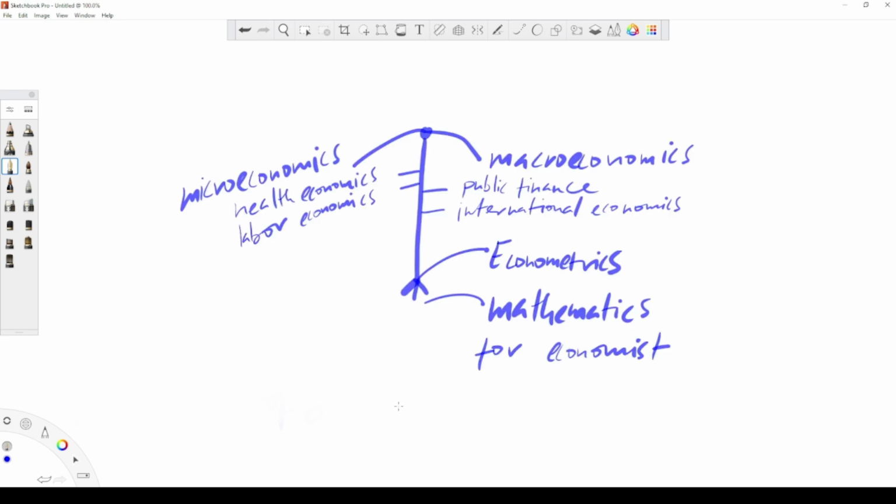Okay, so here we have our main branches. That is microeconomics and macroeconomics. Okay, underpinning it is the mathematics for economists. Okay, and I'd like to think of econometrics as an offshoot of these three.